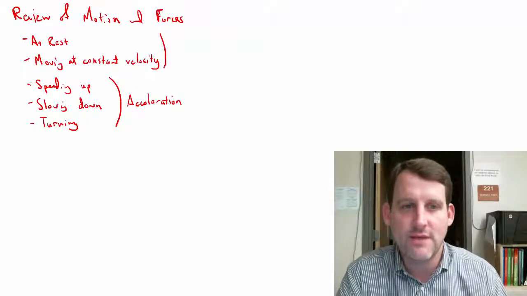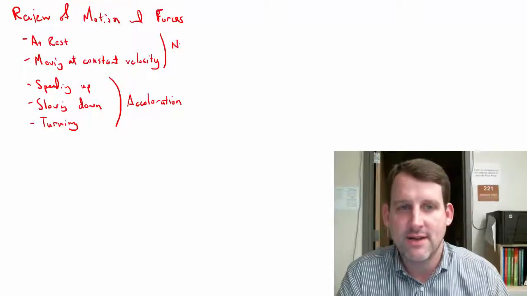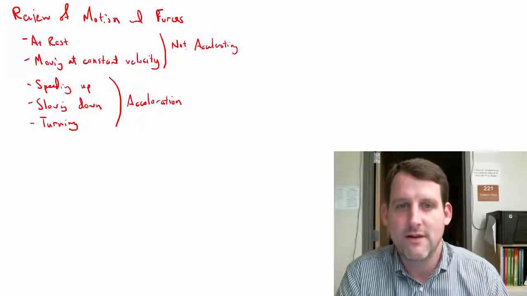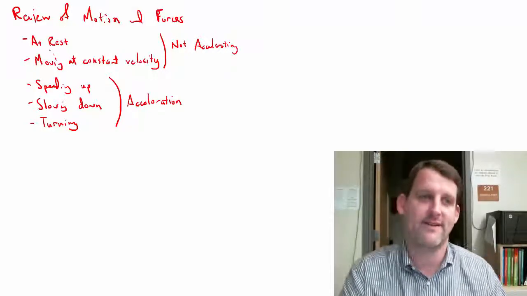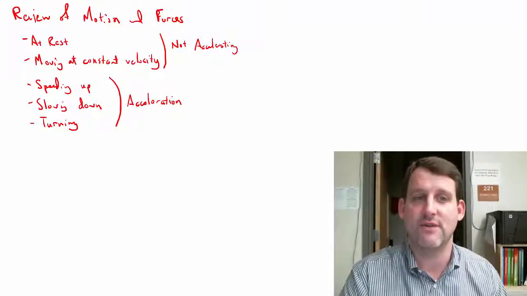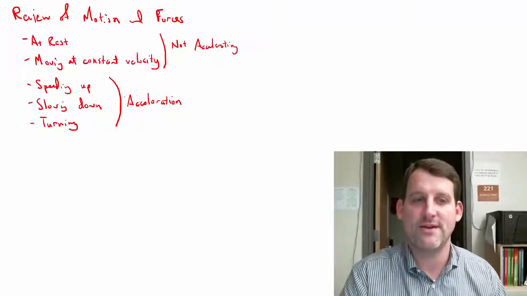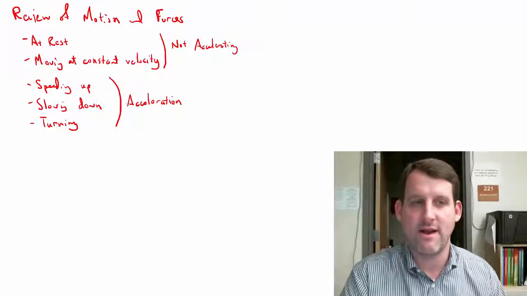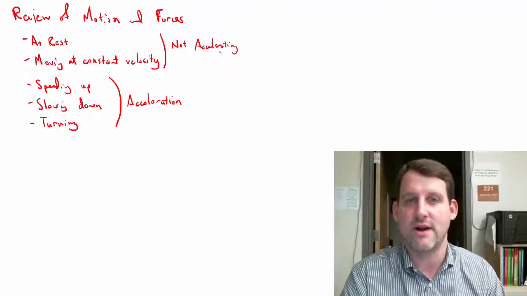So anytime you're doing any of these 3 things, you're accelerating. These 2 things represent not accelerating, right? There are only 2 ways to not accelerate. It's either to not move or to move at a constant velocity. And there's only 3 ways to accelerate: speed up, slow down, turn. If you do any of these 3, you are accelerating. If you do either of those 2, you're not accelerating.